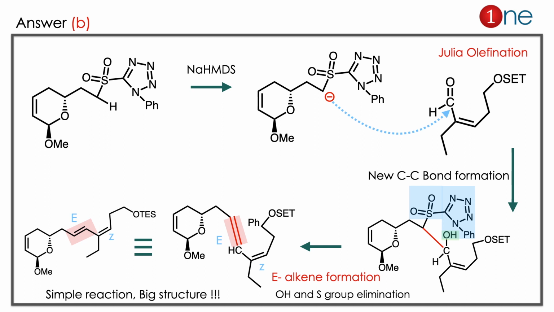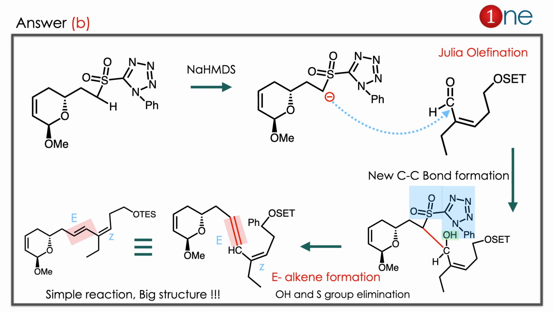If you are more curious, go and study separately. Here Julia olefination always prefers the E alkene. So the E alkene is formed there. The side chain won't have any effect on the system. So the side chain remains the same, which is Z. So E and Z configuration. The product is clearly B.